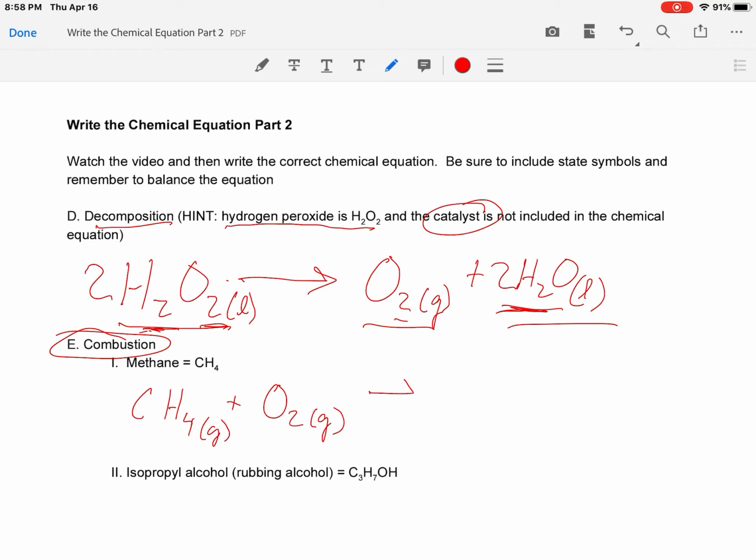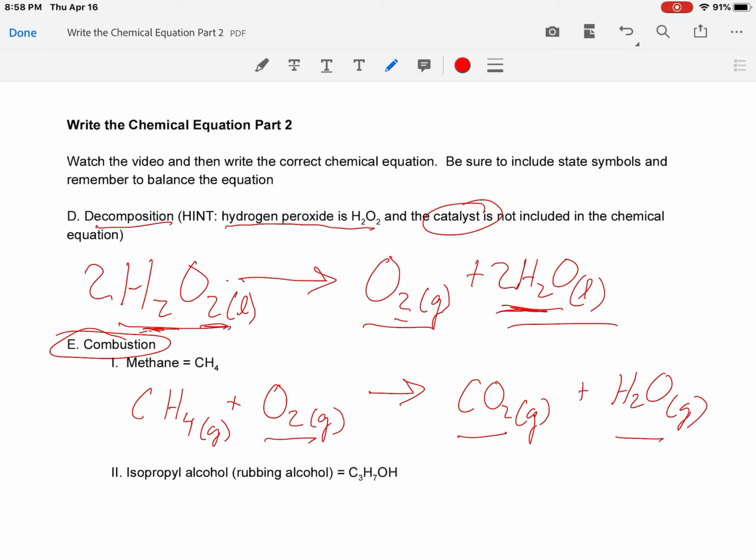And the products here on a combustion reaction are always the same. If you know it's a combustion reaction, right away, you know 3 of the 4 parts without even thinking about it. Okay? What I mean by that is, if it's a combustion reaction, it's going to be something reacting with oxygen, and it's always going to produce carbon dioxide and water. Those 3 parts are always going to be part of a combustion reaction.